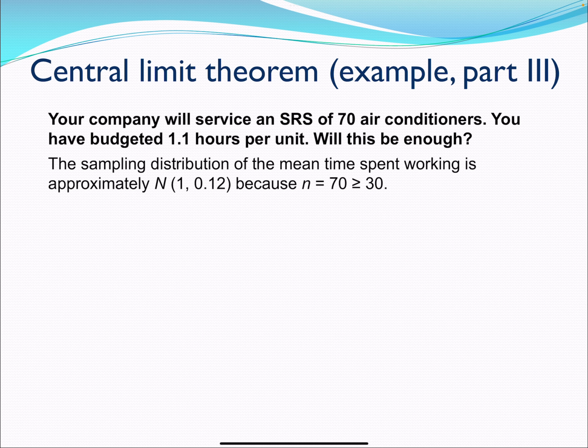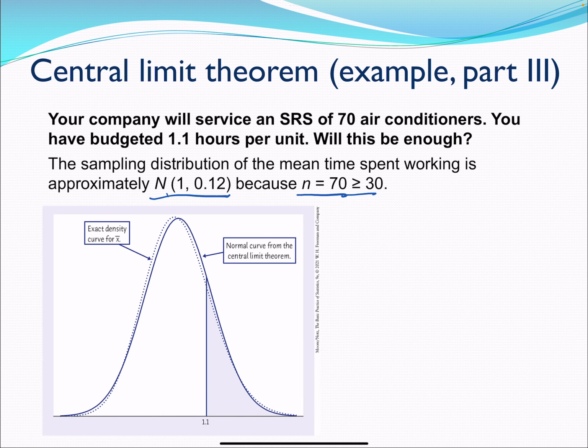So the sampling distribution of the mean time spent working is approximately normal because our sample size is greater than 30. That's what I said it had to be for us to have a large sample. Here's the exact curve density for our sample, and here's our normal curve, right? So I can use a z-table, right? I budgeted 1.1 hours. So z is 1.1 minus 1 over 0.12. That gives me 0.83, and I need to take that into a z-table.